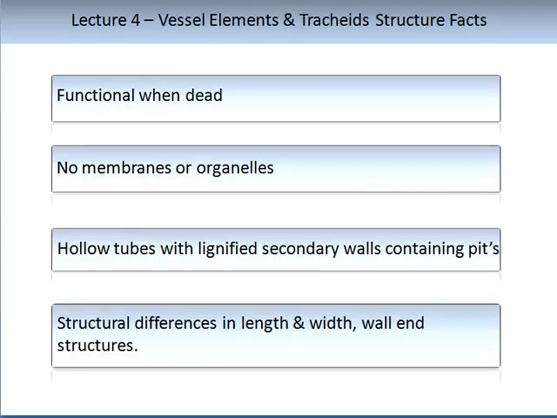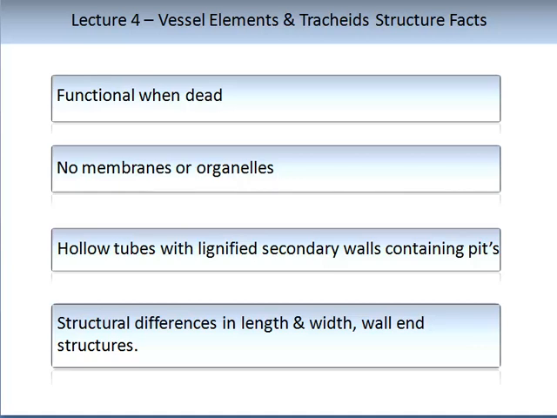The vessel elements and tracheids have structural commonalities. The first, and perhaps most impressive, is that they function when they're dead. This is the only organ in the living system on the planet that does this. This means that as the plant grows, it lays down new xylem vessels. The nucleus then dies, and the secondary walls become hard. And at this point, the vessel elements and tracheids become functional. They contain no membranes or organelles when they're functioning.